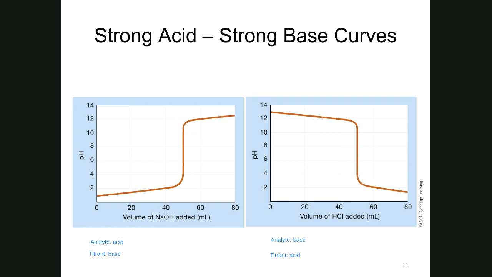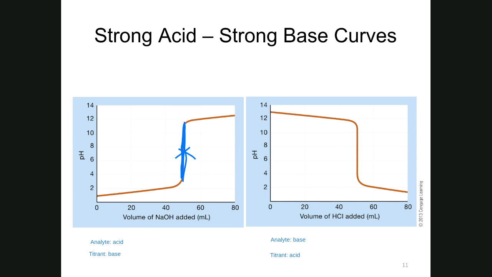Now, one thing that I do want to point out to you is how we can find the equivalence point. The way we find the equivalence point is by looking at where on the graph we see that vertical line. This vertical line is very important. It means that there is a large jump in pH very quickly. And the equivalence point is going to be right in the middle of that vertical line. Again, the equivalence point is going to be right at the middle of that vertical line.